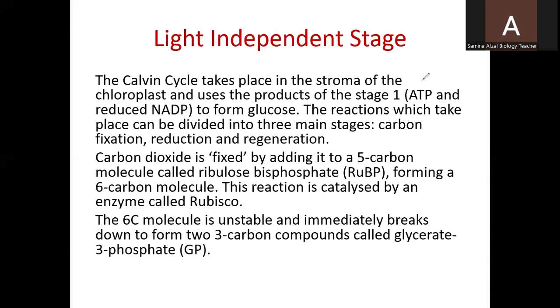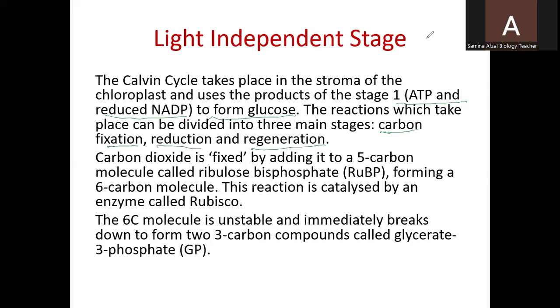During this stage, the Calvin cycle takes place in the stroma of the chloroplast and uses the product of stage 1. As already told you, ATP and reduced NADP will be used over here to form glucose. The reaction can be divided into three main stages: first carbon fixation, then reduction, and then regeneration.